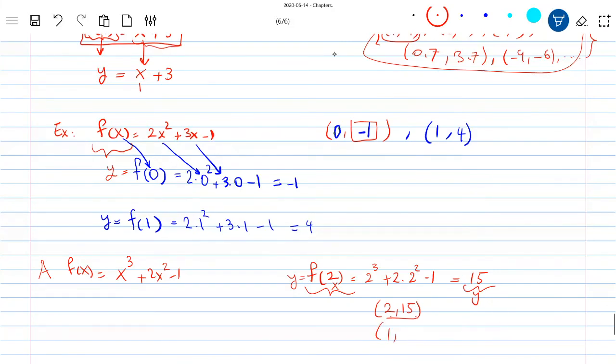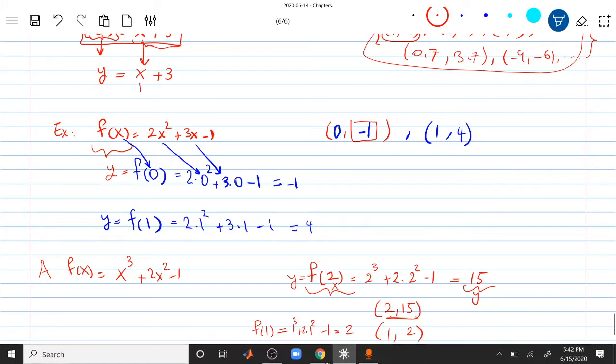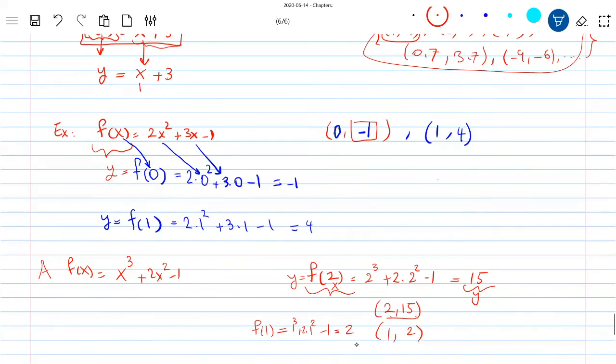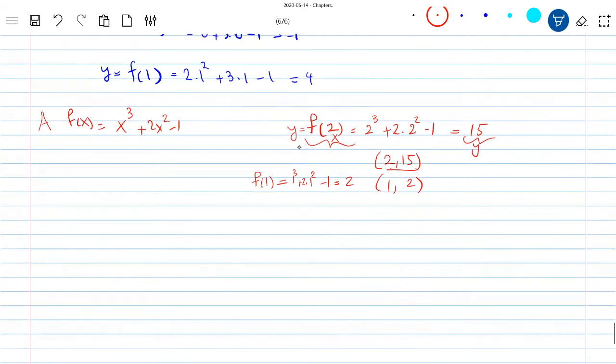What if I want to find out the corresponding f of 1? I replace 1 in there. 1 cubed plus 2 times 1 squared minus 1 turns out to be 2. So I'll get 2. Again, you get one x value, one y value. So x is 1, y is 2. So 1 and 2 belong to the set A. This is again an example of a cubic function. It's not any different.